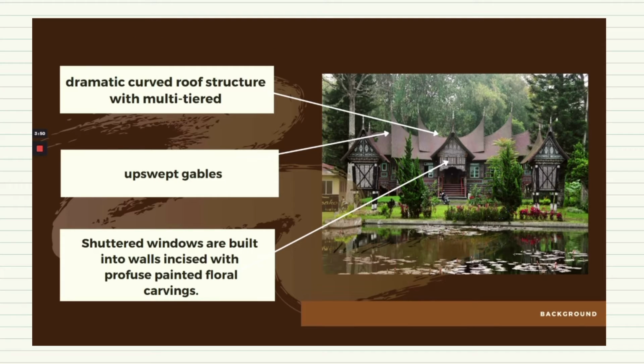This is basically the look or the design of Rumah Gadang. It has a dramatic curve of roof structure and also upswept gables, and the windows are built into walls with profuse painted floral carvings.